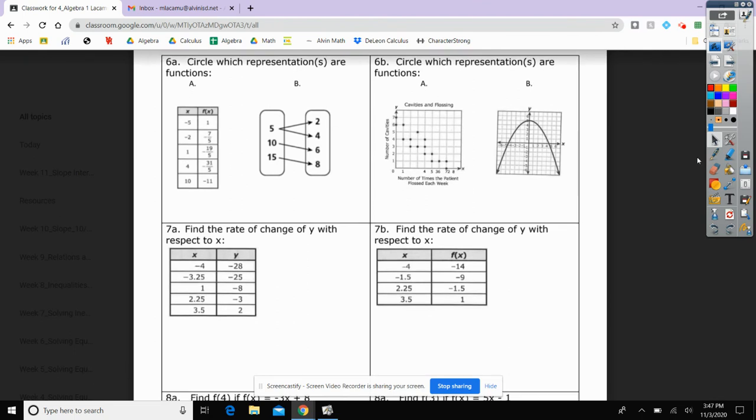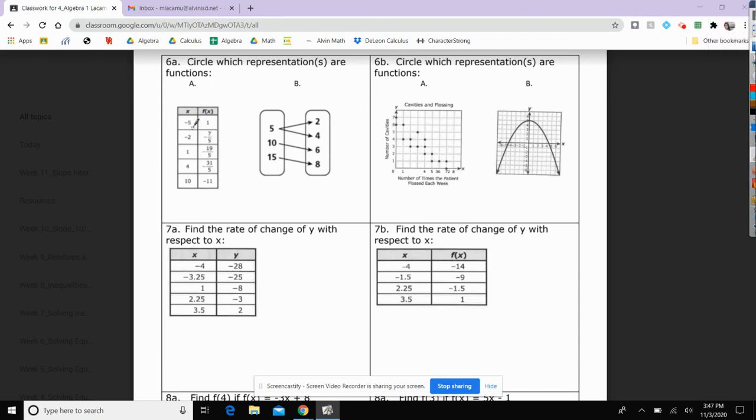Okay, 6a, we need to circle which one is a function. And to be a function, the x values cannot repeat themselves. So if we look at a, we have -5, -2, 1, 4, 10. All of those x values are different. That means a is a function.